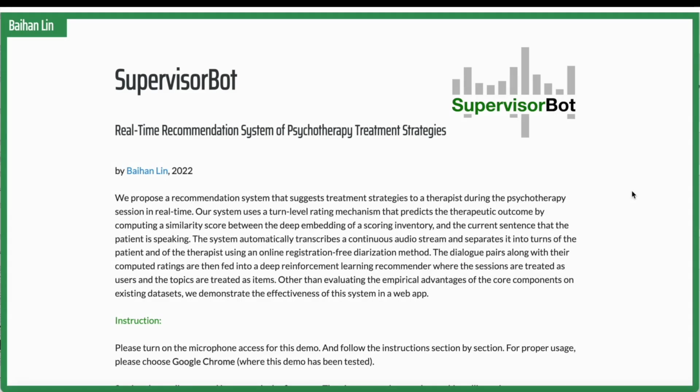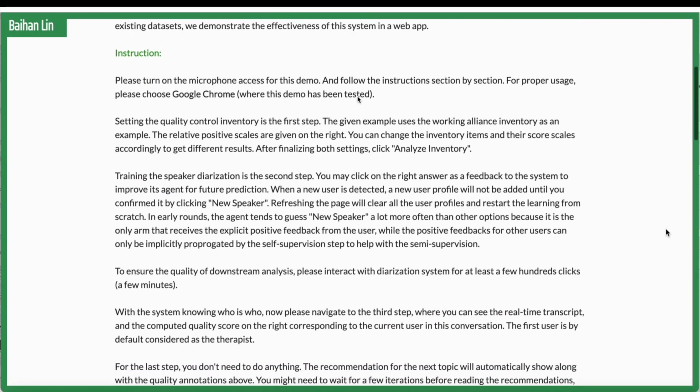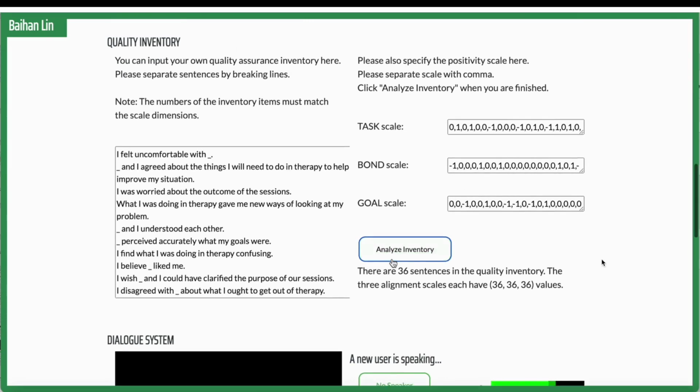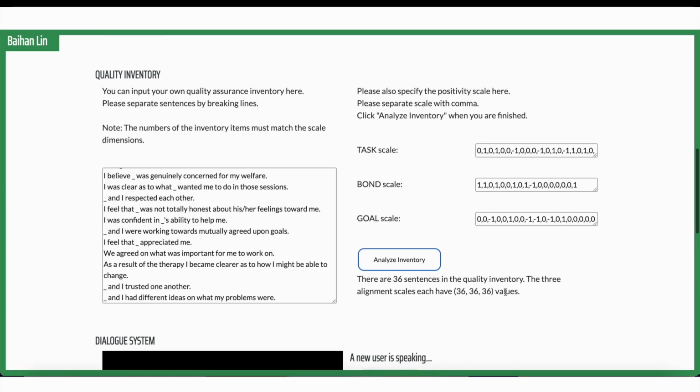Okay, and shown here is our demonstration system. We start off with some introduction and instruction about how to play with our system. Then in the quality inventory part, the users get to input their own inventory items. The working alliance inventory is put here as a default. And then on the right, we see there are different rewards and scoring scales that the users can also change. After that, they finalize it by clicking Analyze Inventory.